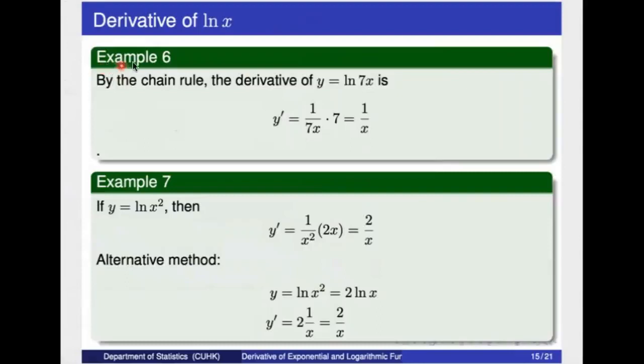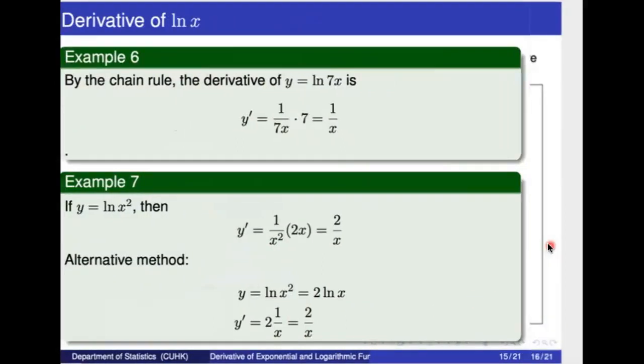For instance, if y equals ln 7x, then y prime equals 1 over 7x times 7, which equals 1 over x. Another example is if y equals ln x squared, then y prime equals 1 over x squared times 2x, which equals 2 over x. Alternatively, we can write y as ln x squared equals 2 ln x, so y prime equals 2 times 1 over x, which also equals 2 over x.